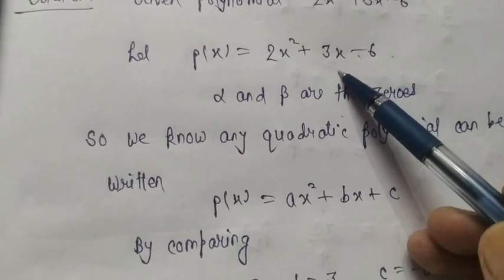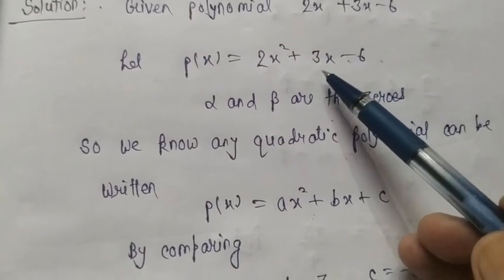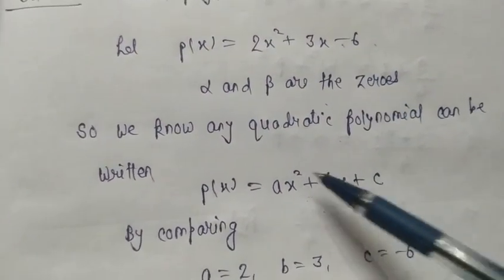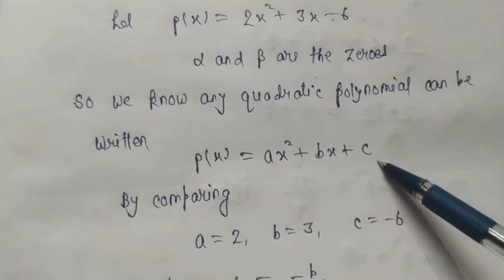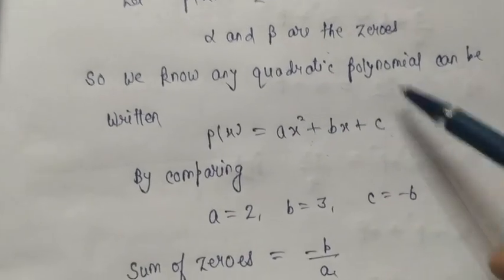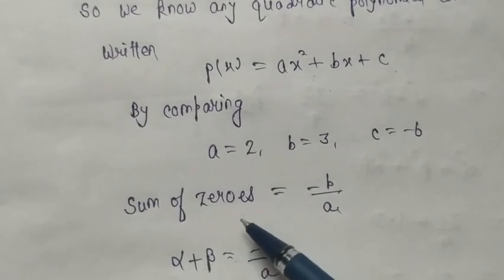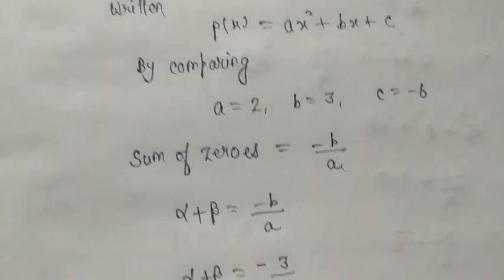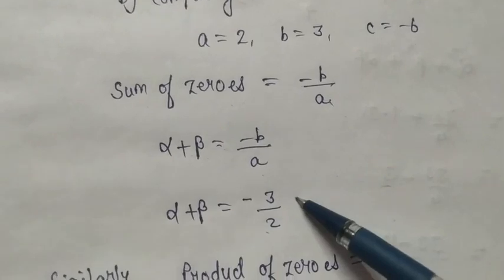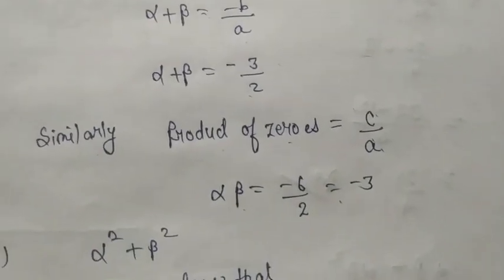See, in the given question, first you have to compare the polynomial with the general form, calculate the values of a, b and c, and then calculate whatever you know about the quadratic polynomial. That is the sum of zeros, which equals minus b by a, and the sum of zeros comes out as minus 3 by 2, and the product of zeros comes out as minus 3.